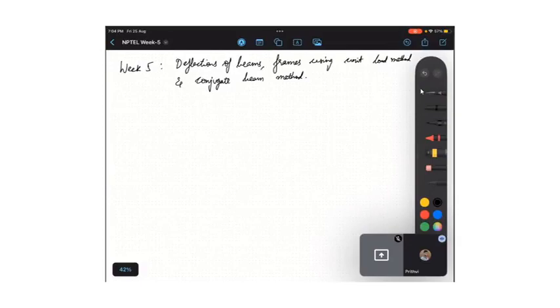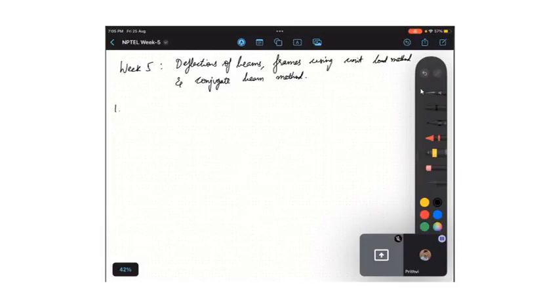First we'll take one problem on the conjugate beam method, and then we'll solve three or four problems using the unit load method, and we'll also take some frame problems, so that it will be more helpful for us to understand the deflections in frames as well. So let us start with the first question.